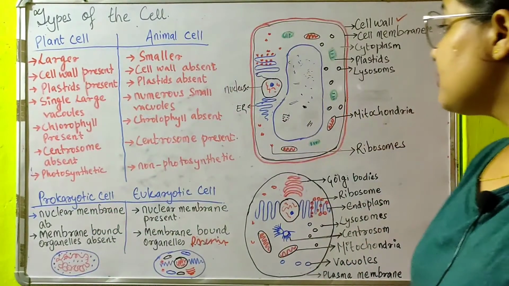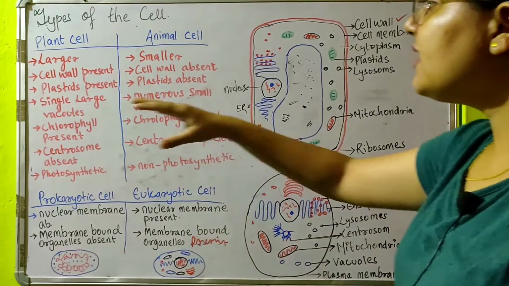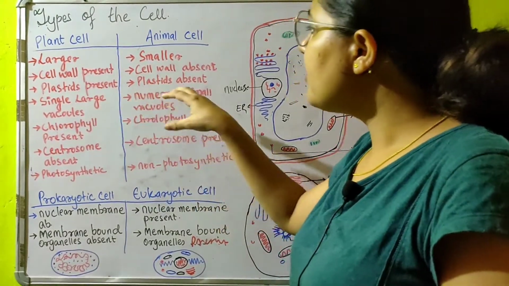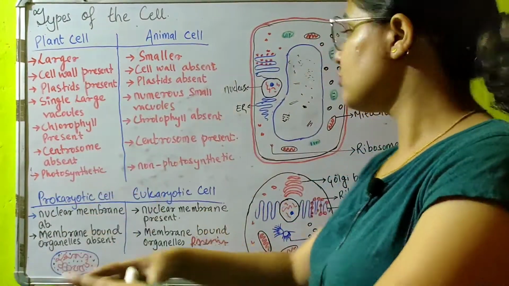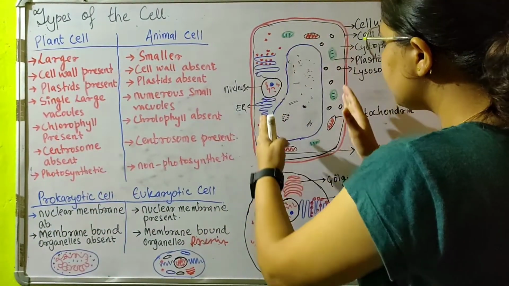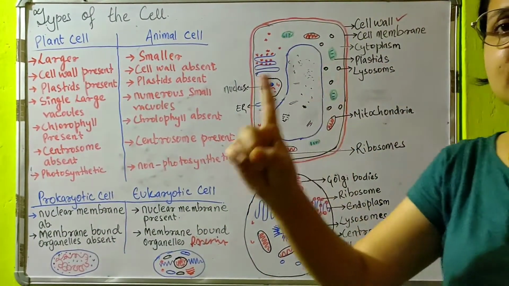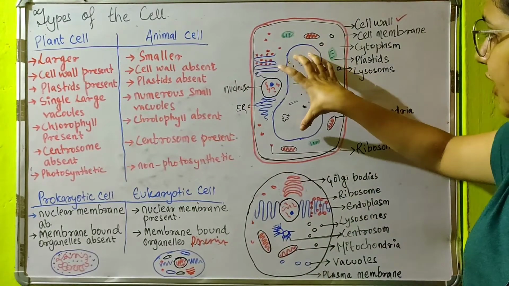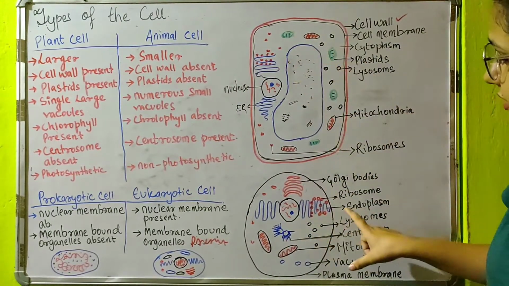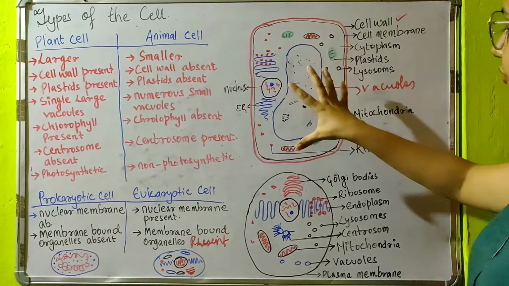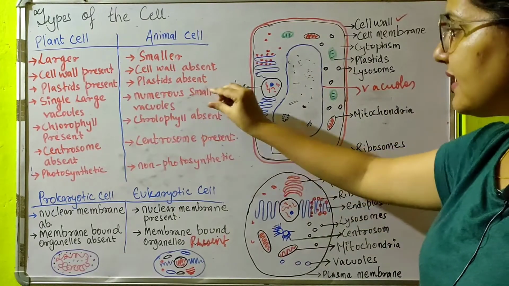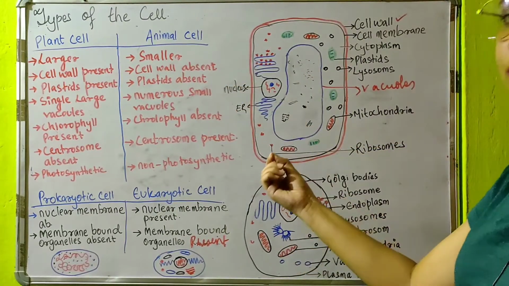And you see here, single large vacuole, numerous small vacuoles. I told this in the previous video also. You see the vacuole in the plant cell is so large and it is single. You see this thing is the vacuole. And here there are small vacuoles. You see, these are very small, right? Single and large vacuole, numerous and small vacuoles, many and small vacuoles.